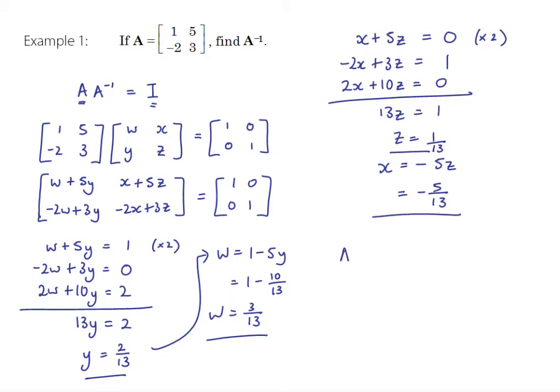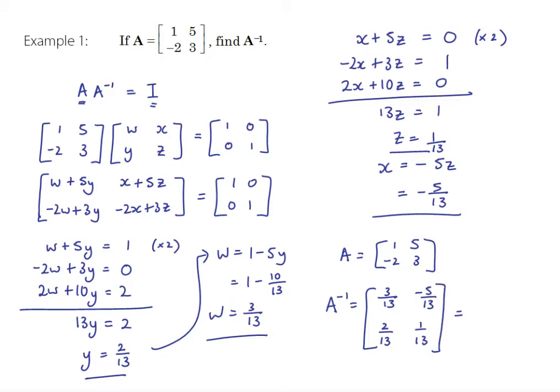We know that A was 1, 5, negative 2, 3, and we can see that the inverse of A is W, X, Y, Z, so 3 thirteenths, negative 5 thirteenths, 2 thirteenths, and 1 thirteenth. Now we have that common denominator of 13, so if we want we could take that out. So we get 1 on 13 times 3, negative 5, 2, 1.